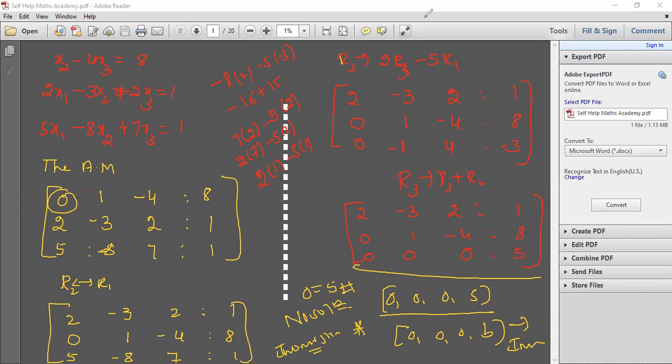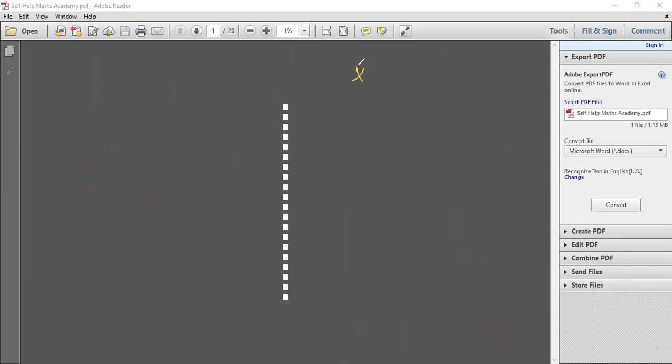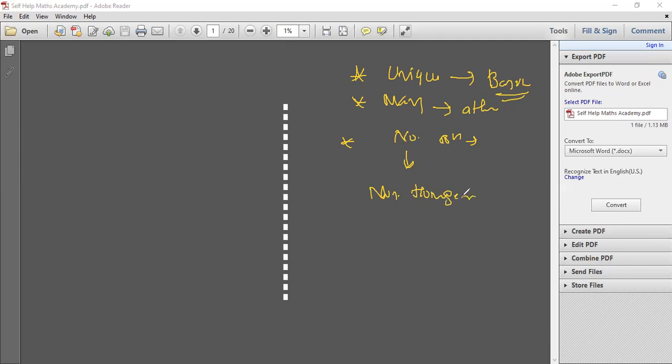So today we have discussed three kinds of systems. One has a unique solution, one has many solutions, and one has no solution. Unique solution means all the variables you get are basic variables. Many solutions means at least one variable is a free variable. No solution means you get a contradiction. These are the three important discussions we did in today's class by taking the non-homogeneous system. In the next discussion, we will take the homogeneous system and discuss its solution.